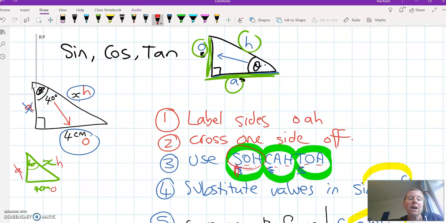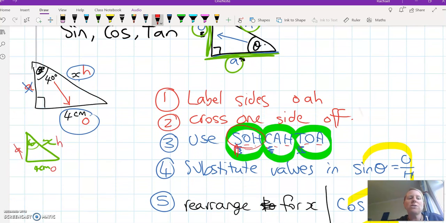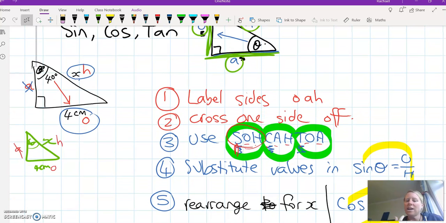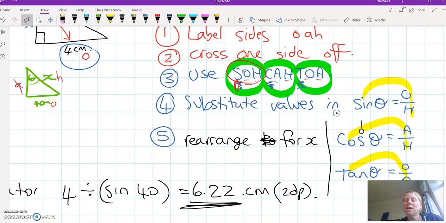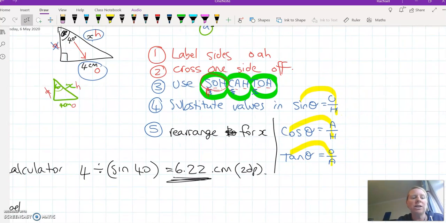Now we're going to substitute those values of O and H and the angle into the equation: sine of the angle equals O divided by H, or O over H, the fraction. For cos, it's cos of the angle equals A over H, and for tan, it's tan of the angle equals O over A. So substitute values in, and then we're going to do a little bit of rearranging.